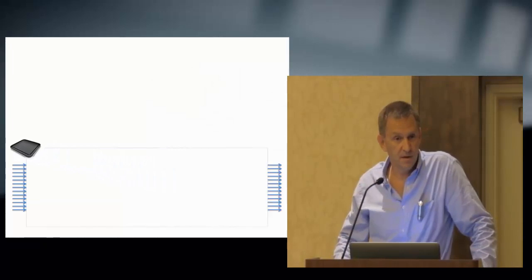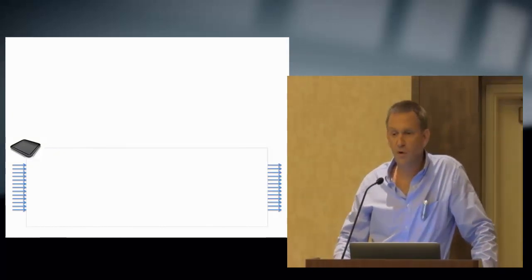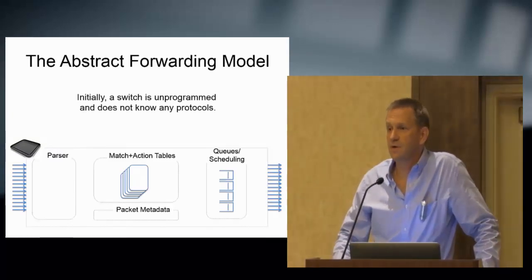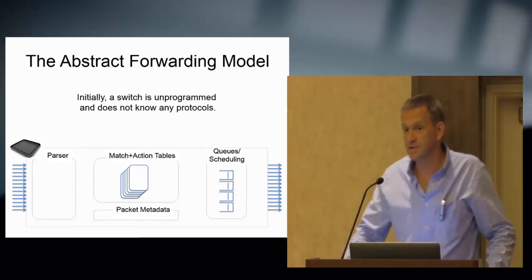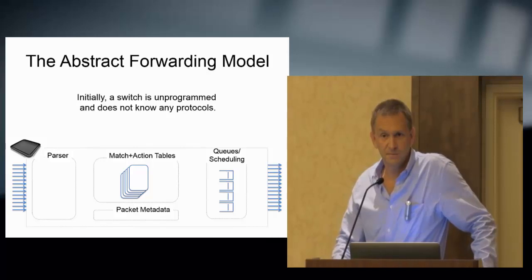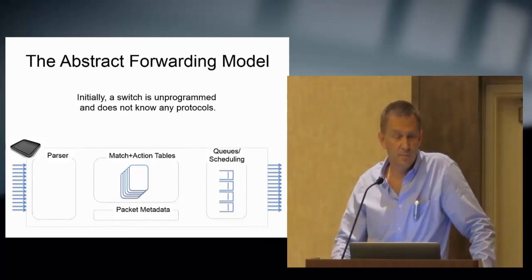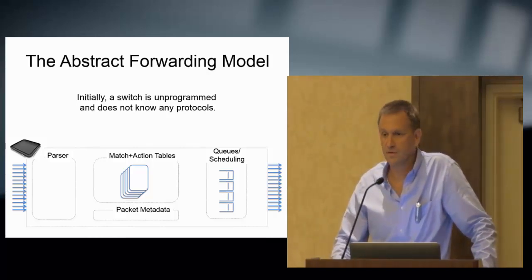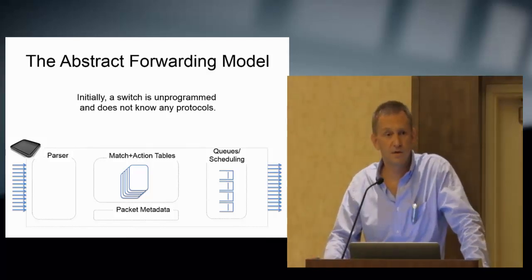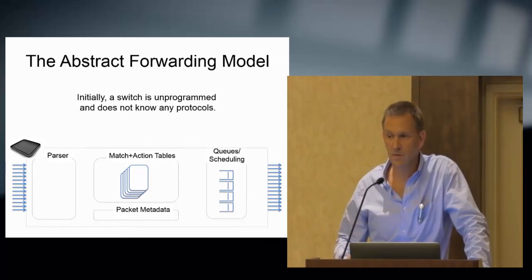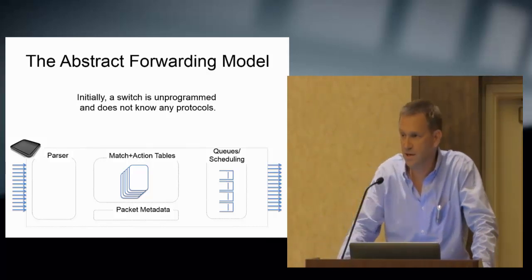The components of the abstract forwarding model are shown at the bottom here. They're roughly in sequence, although actually we make no particular assumption about their sequence, other than that there is a parser at the beginning. There may be more parsers, there might be more parsing steps, but there is a parser at the beginning that is going to figure out what the headers are on the wire, extract them, and then pass them along to match and action tables.